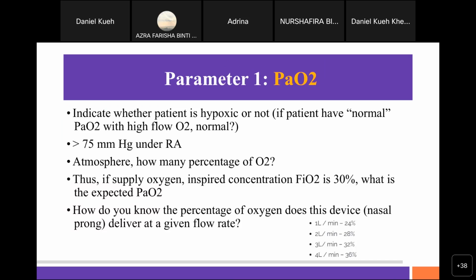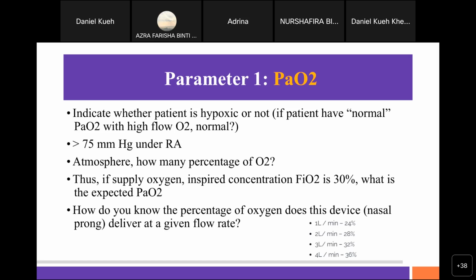So first of all, I want to discuss the first parameter, which is the oxygen itself. If we see that the patient has, for example, a low oxygen level, it indicates, by looking at the partial pressure of oxygen, that the patient is hypoxic. Usually the normal value, as I already put, is 75 to 100. Under room air, it is supposed to be more than 75 mmHg up to 100.